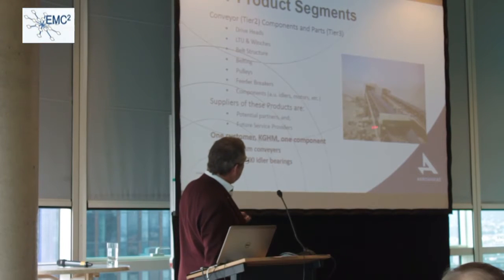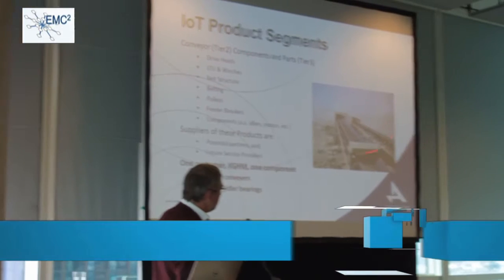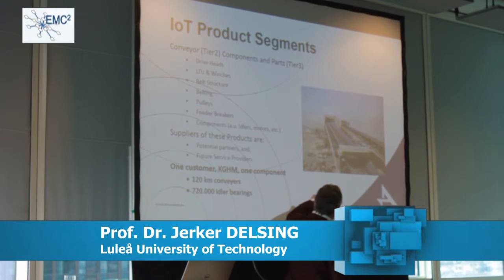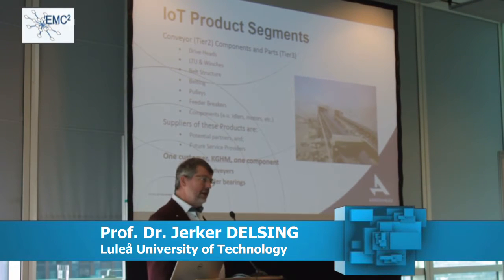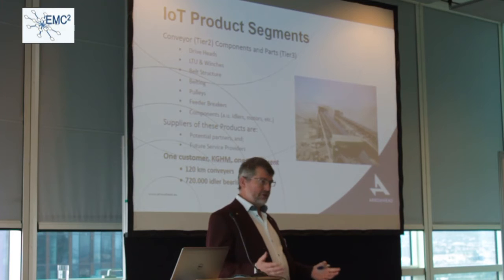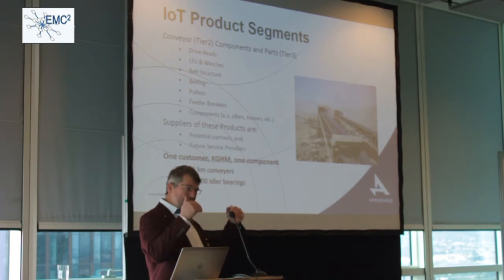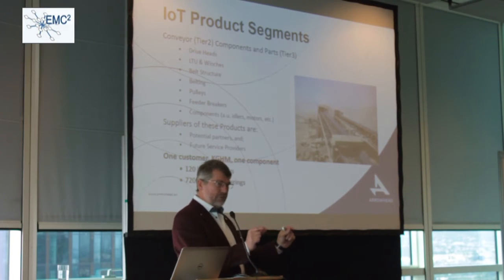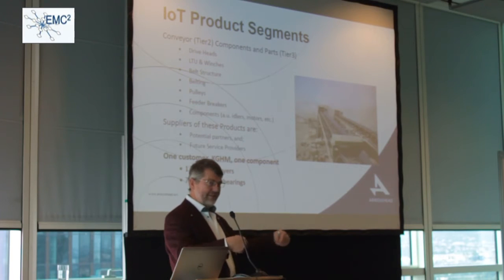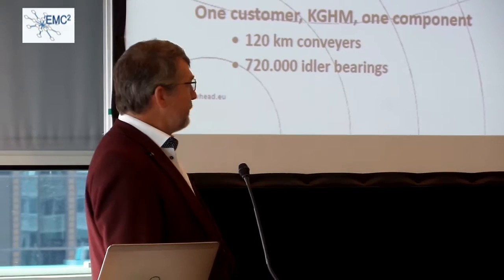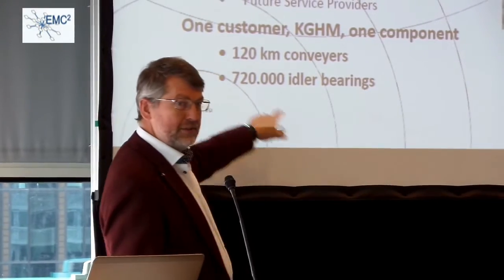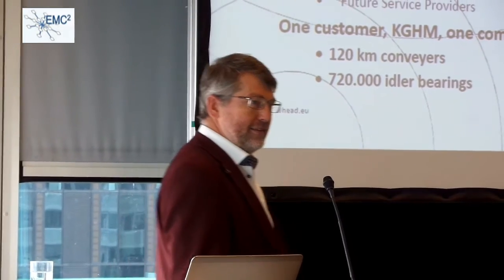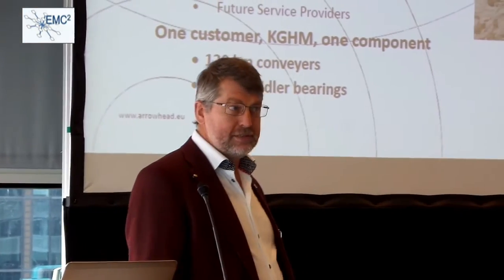This is a picture from Poland, from KGHM, the third largest copper producer on the globe. They are using conveyors to transport goods. They actually have 120 kilometers of these conveyors. For every meter, there are 3 of these idlers. In every idler, there are 2 bearings, which are responsible for that idler to revolve. If we summarize that, we come to something like 720,000 bearings which we actually want to monitor. And that's just one company.